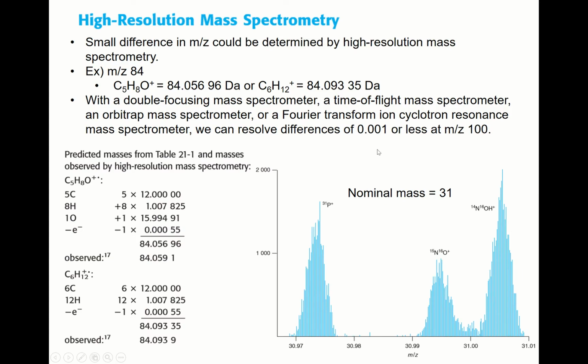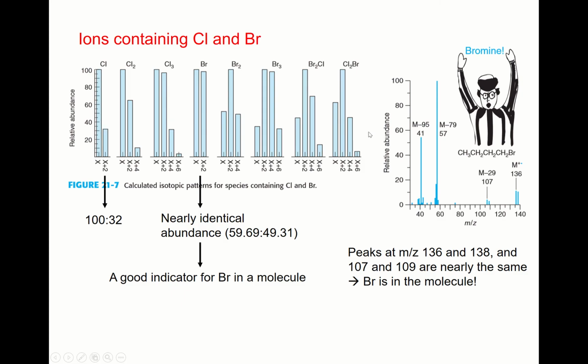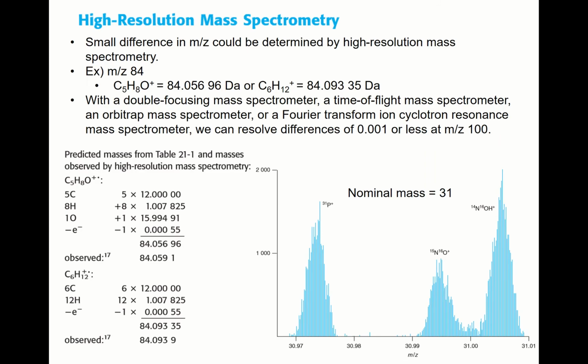But let's consider these two compounds here: C5H8O plus ion and C6H12 plus ion. Their nominal mass is identical, 84. This one is also 84. But how do we distinguish these two ions by mass spectrometry? With our knowledge so far, we cannot do it, but it is possible with high resolution mass spectrometry.